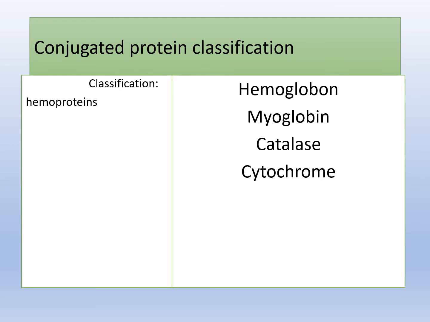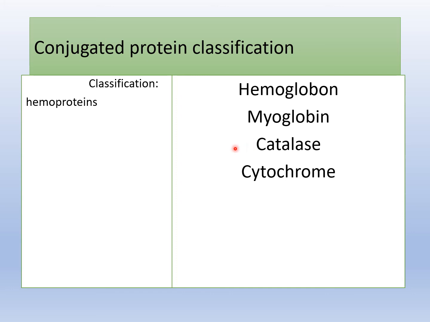Next we have the hemoproteins. We also have hemoglobin, sorry for the typo. We have hemoglobin because hemoglobin contains a heme unit. Myoglobin also contains a heme unit. Myoglobin is quite different from hemoglobin because myoglobin is the one that stores oxygen in the muscle. It does not transport oxygen, unlike hemoglobin.